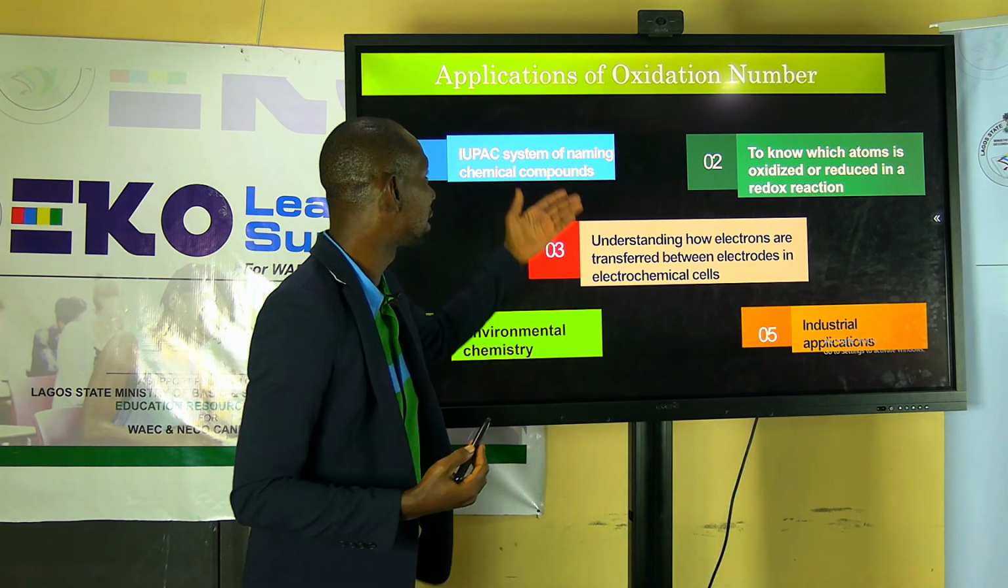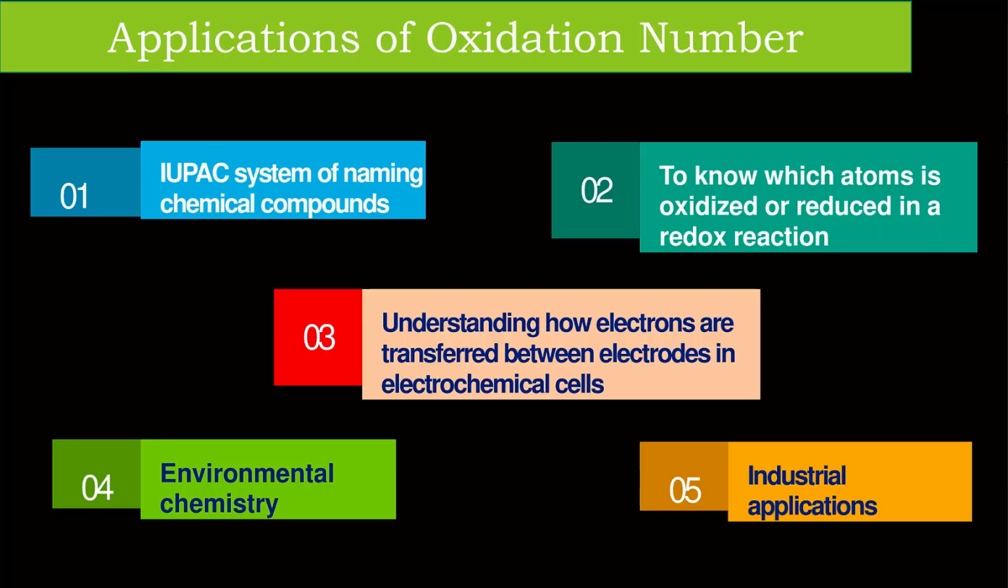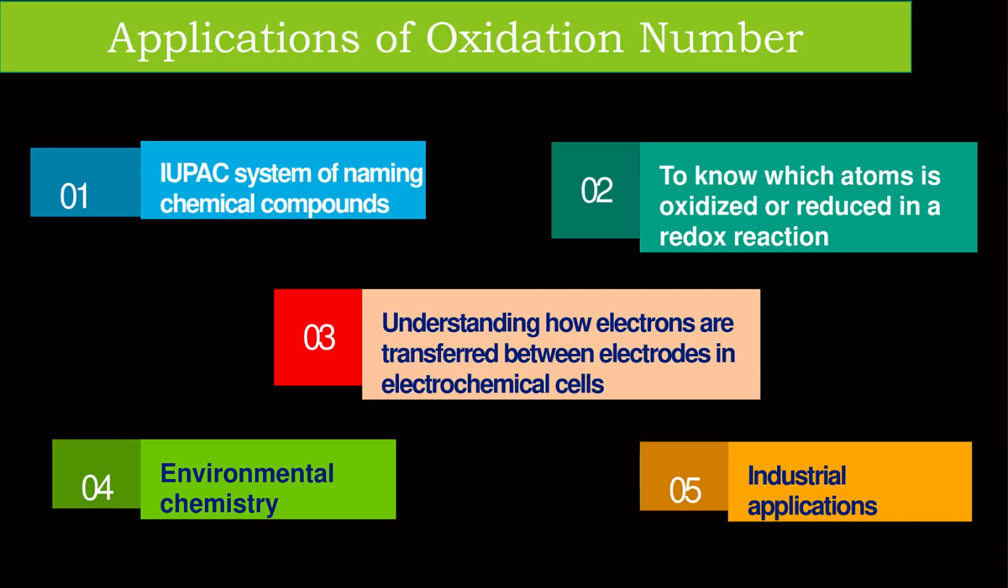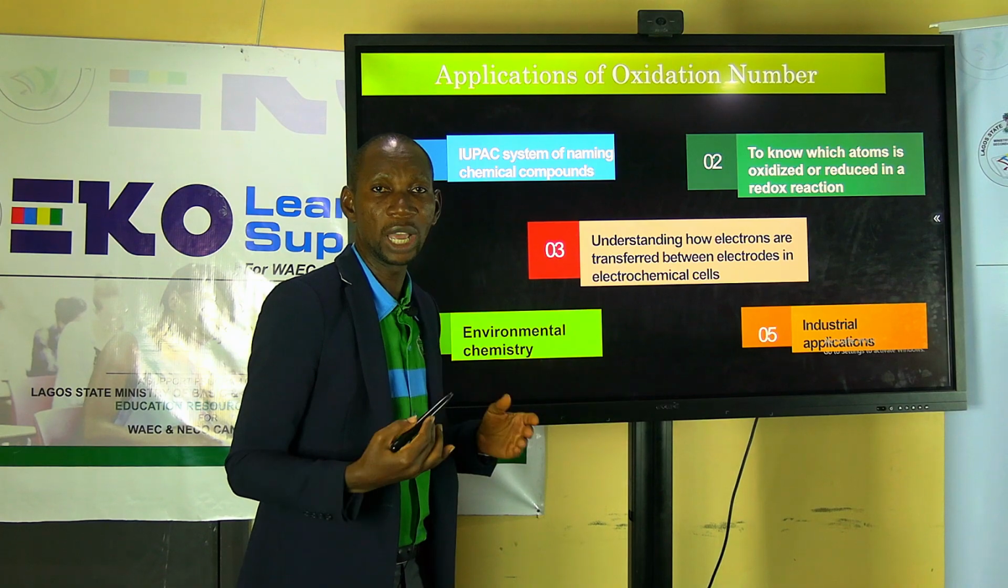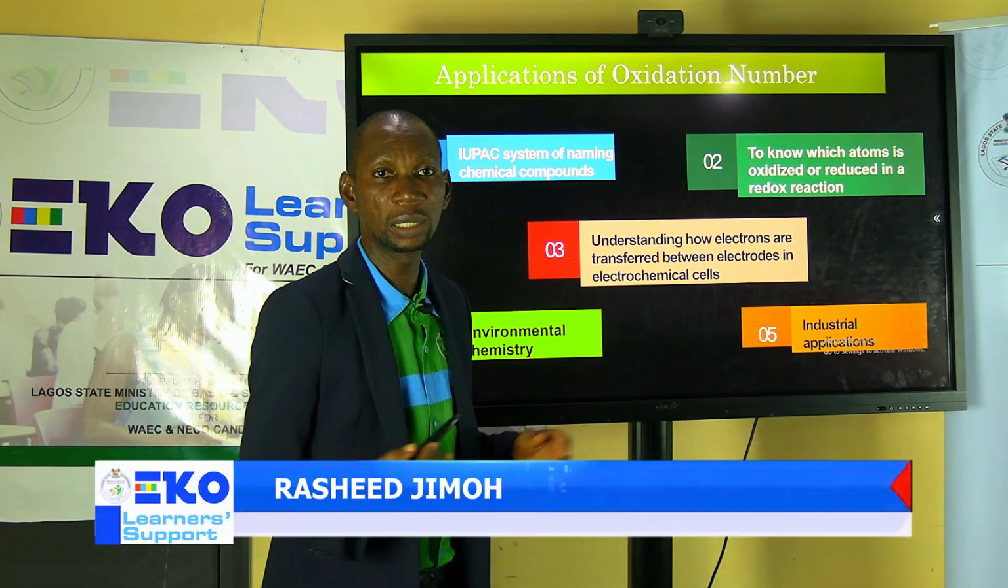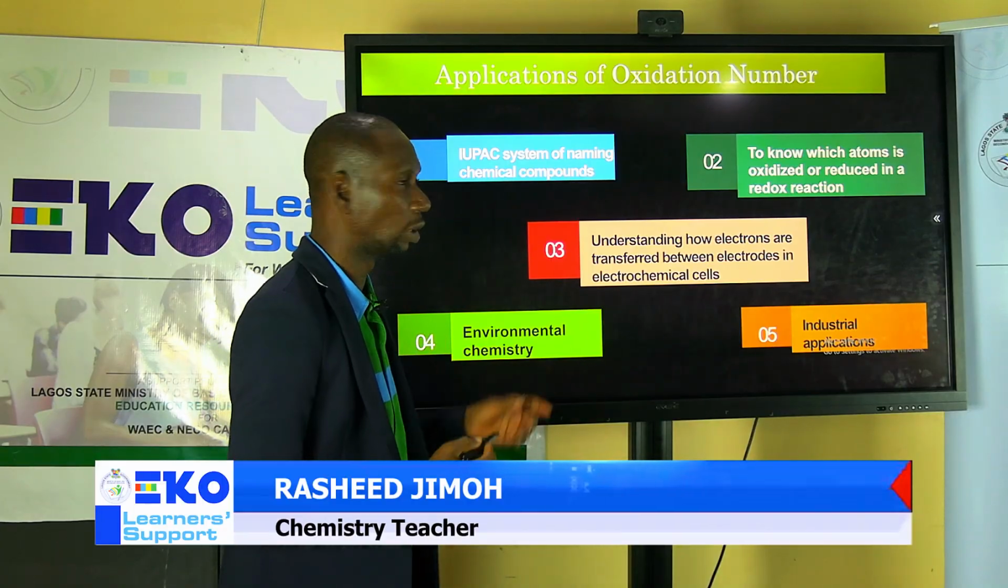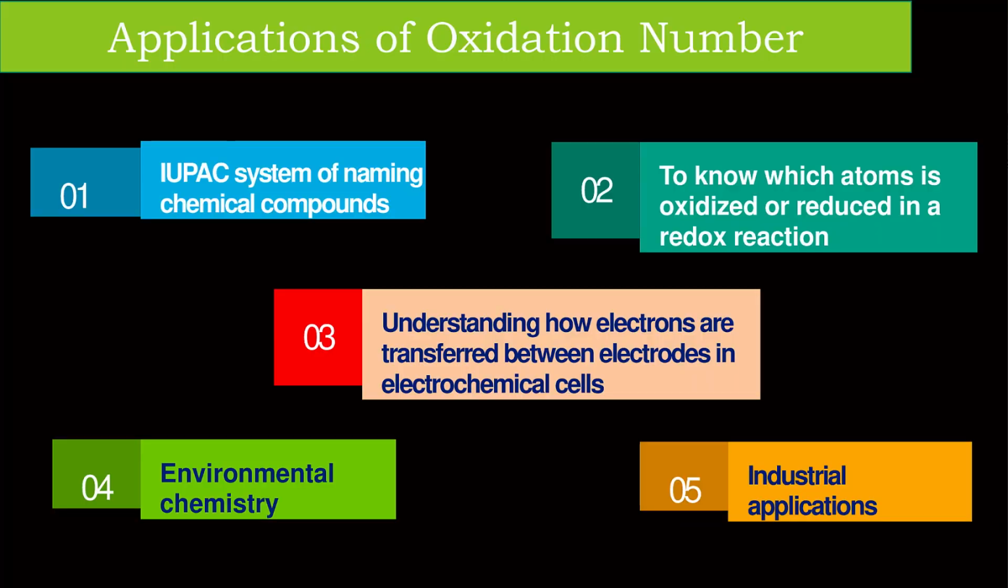IUPAC nomenclature, these are some applications of oxidation number. Very, very important to so many things in chemistry. IUPAC system of naming chemical compounds. You cannot name some complex inorganic compounds without having an understanding of the oxidation number. We also use it to know which atom is oxidized or reduced in a redox reaction.